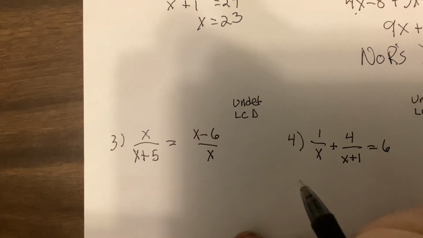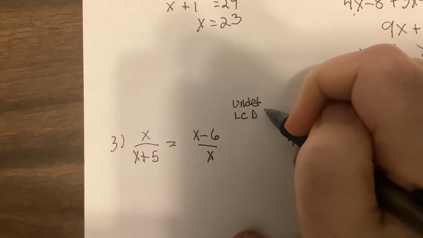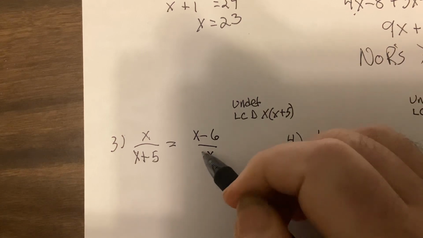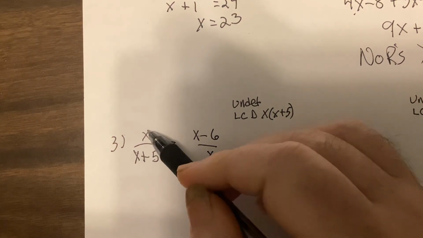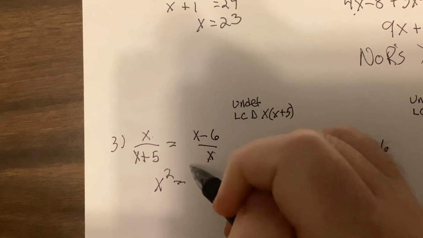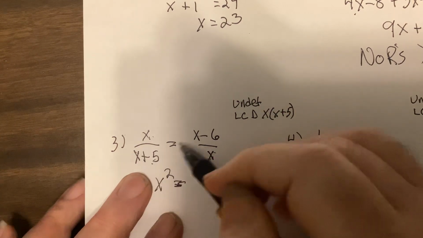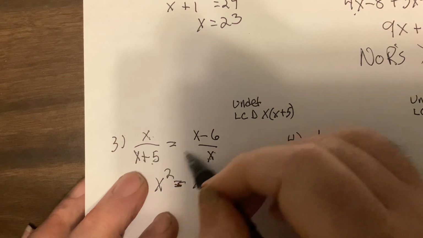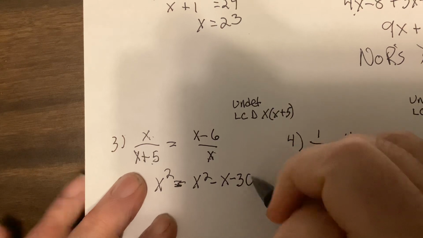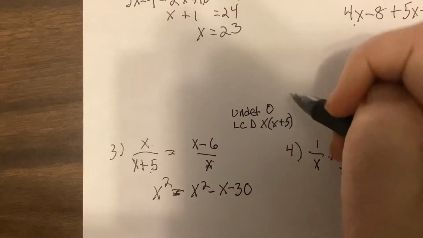So this one, you could solve it by multiplying by the LCD, which is x times x plus 5. Or you could say I have one fraction equal one fraction, so you could cross multiply. X times x is x squared. X plus 5 times x minus 6. X and x is x squared. 5x minus 6x is minus x, minus 30. And our undefined would be 0 or negative 5.